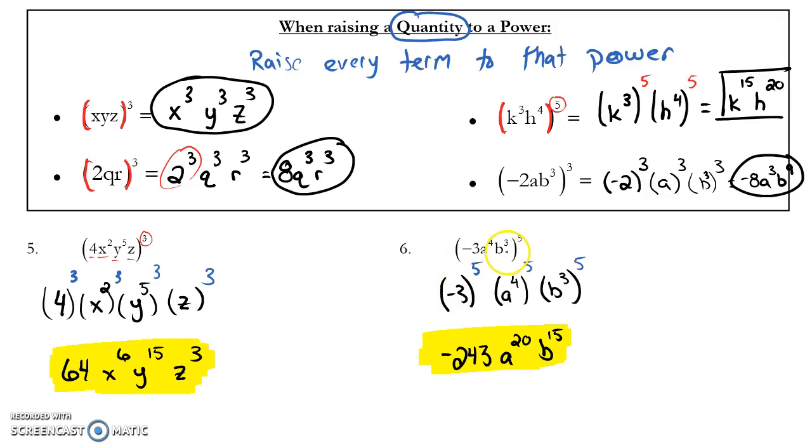And then doing the same concept here in number 6. The negative 3 is raised to the 5th power. That gives me negative 243. A to the 20th, b to the 15th.